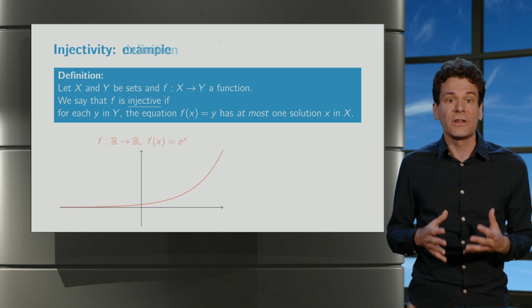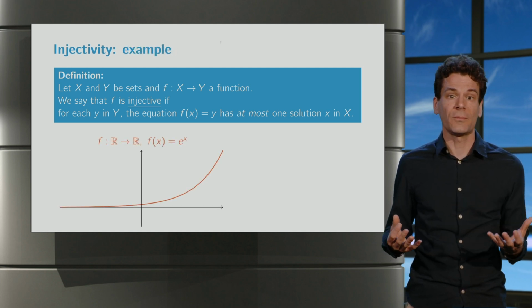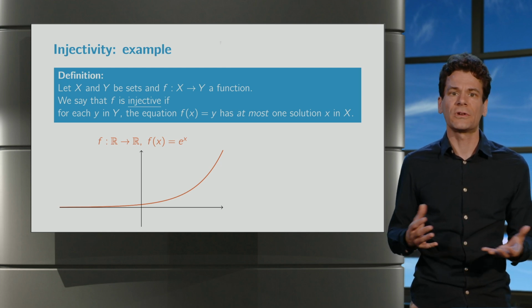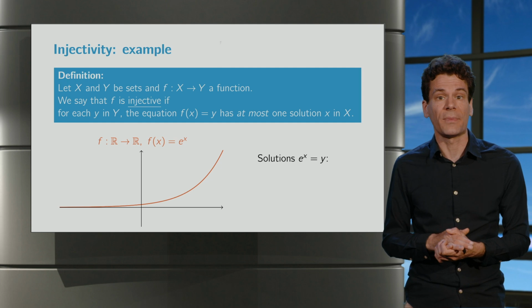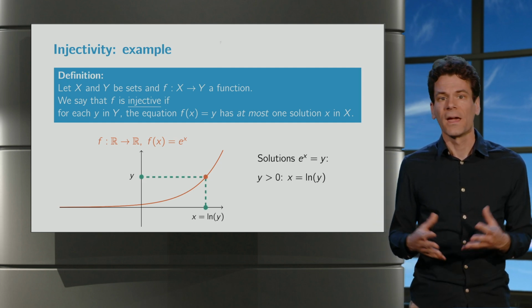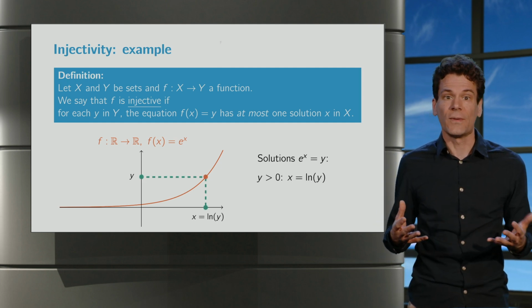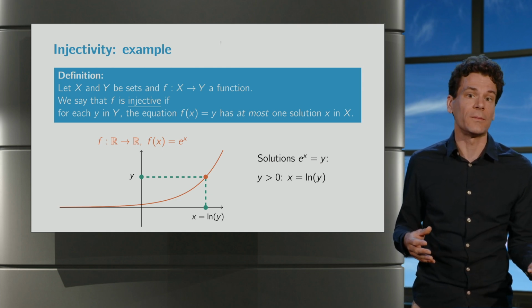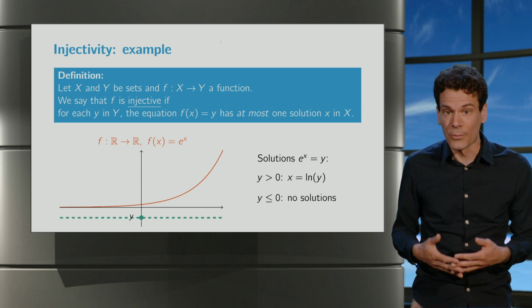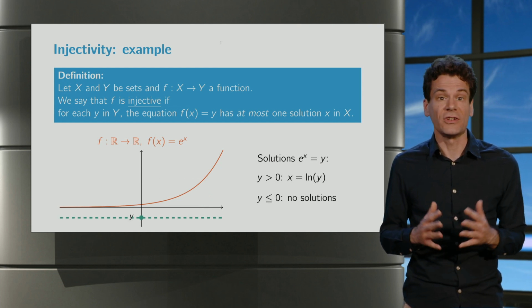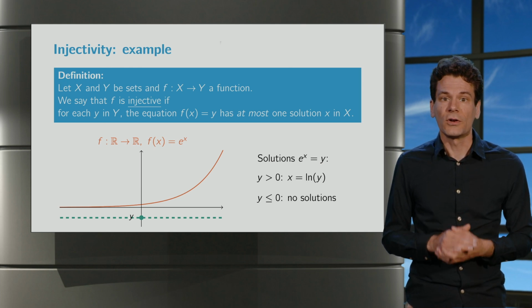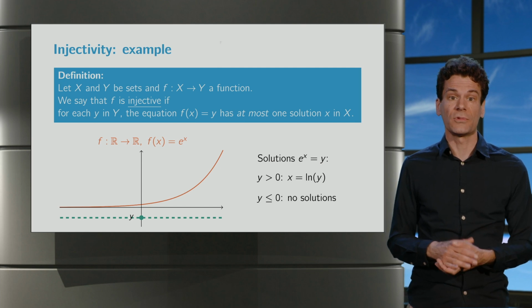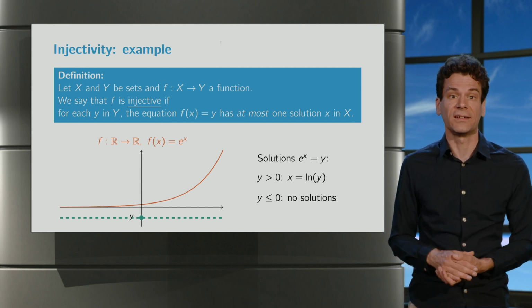As an example, consider the function from the real numbers to the real numbers given by f(x) equal to e to the power x. Let's look at the solutions of the equation e to the power x equal to y. If y is positive, this equation has precisely one solution, namely x equal to the natural logarithm of y. If y is smaller than or equal to 0, the equation has no solutions. We conclude that for each y in R, the equation has at most one solution. So indeed, this function is injective.